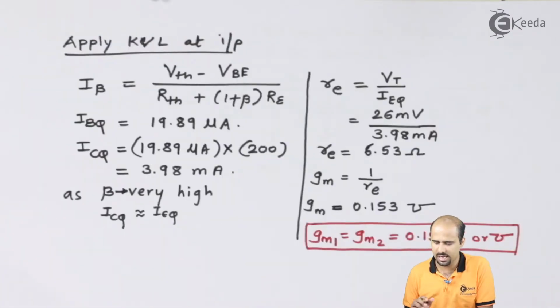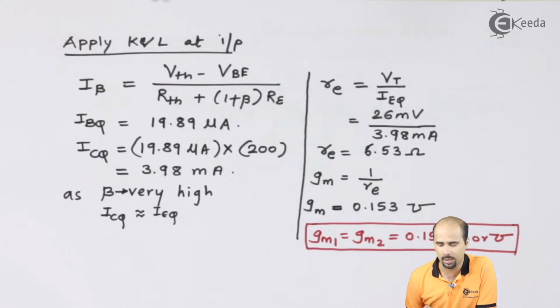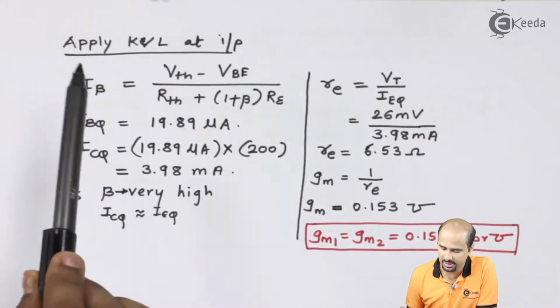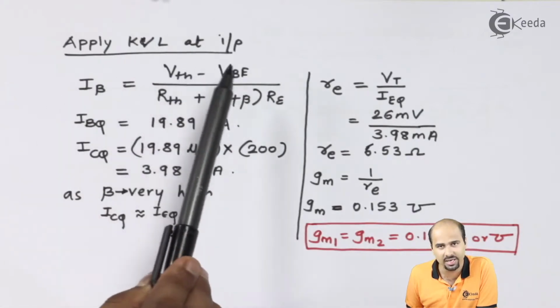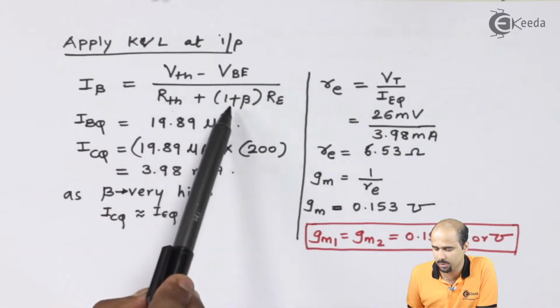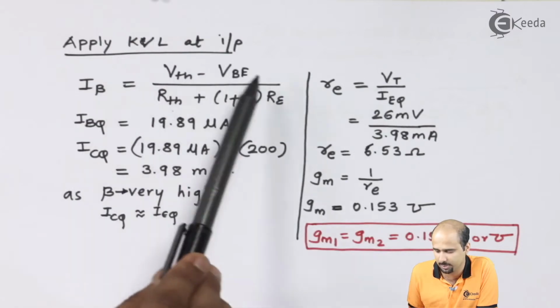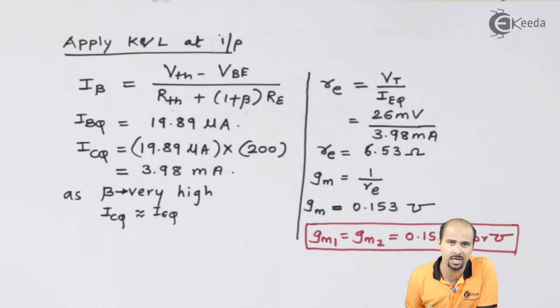Let's see this. Once I apply KVL for finding the value of IB, the DC value of IB, it is VTH minus VBE divided by RTH plus (1 plus beta) times RE. That is nothing but my formula for your IB. Once I put the values, get the answer, pause your screen, just see to it that you are getting the correct answer for this IBQ.